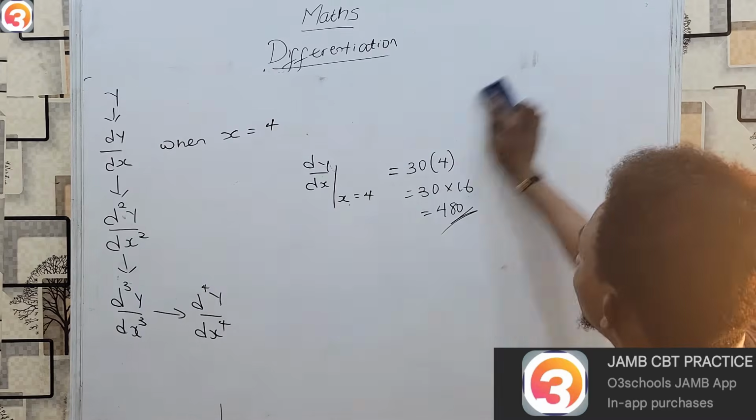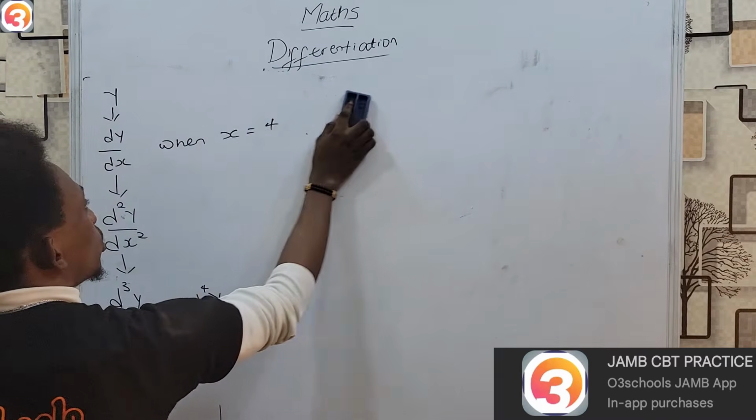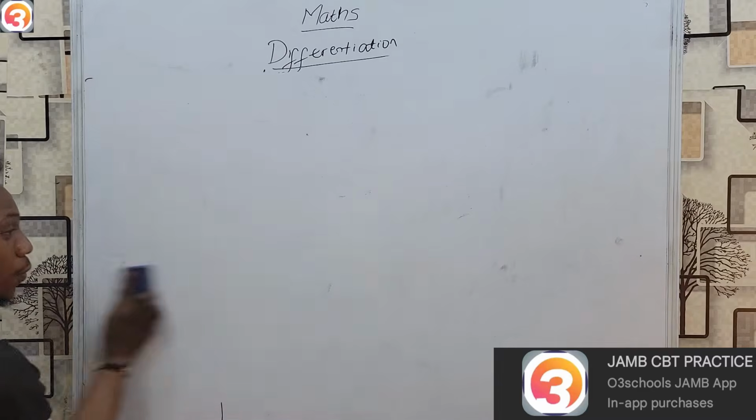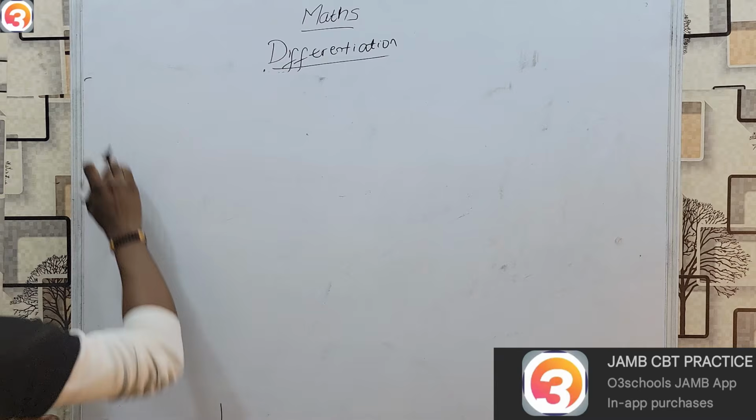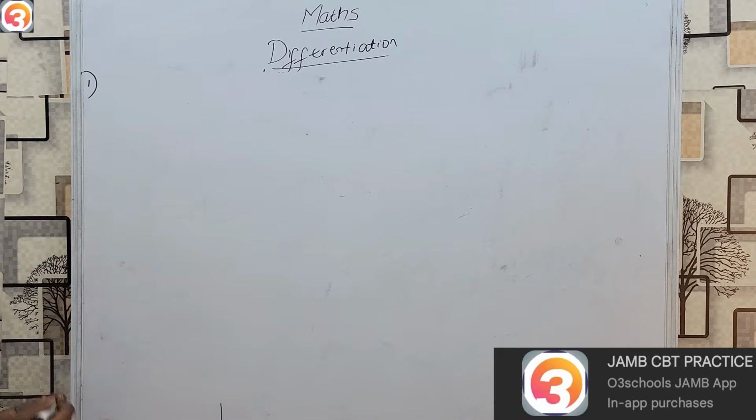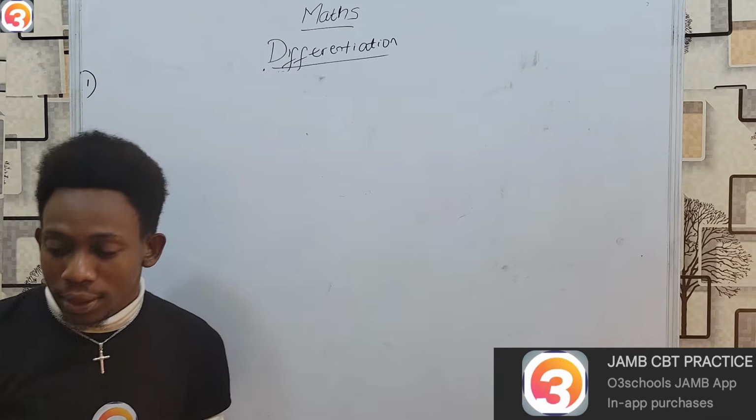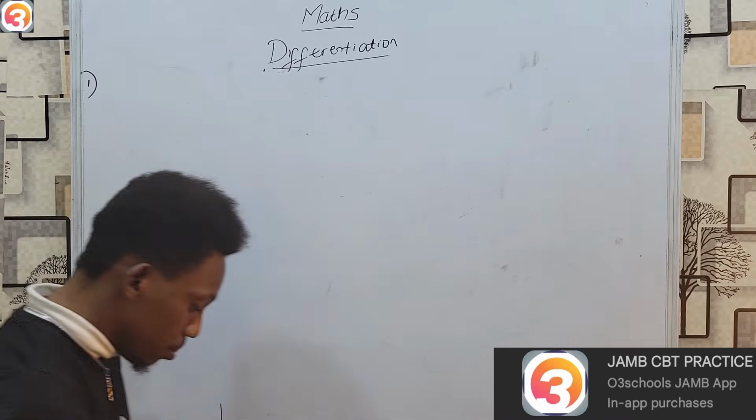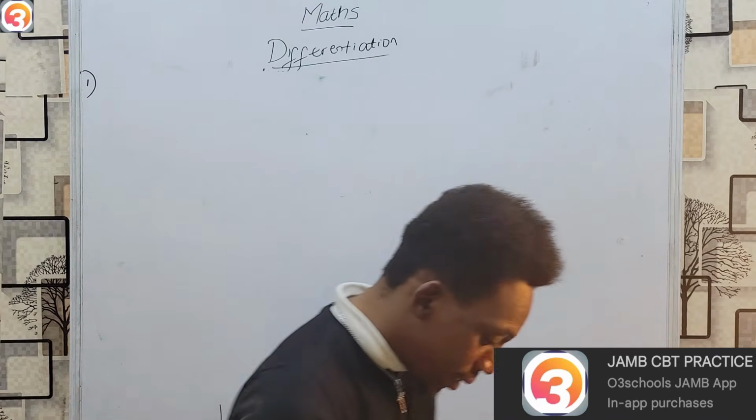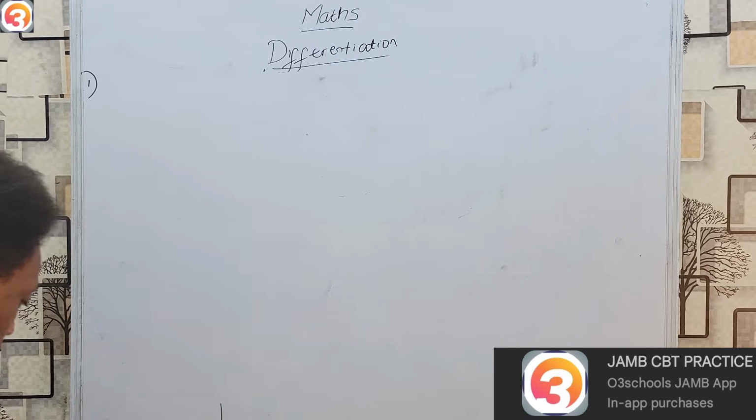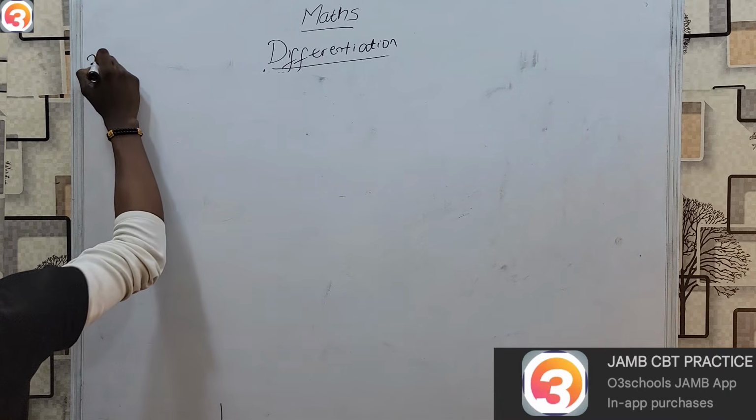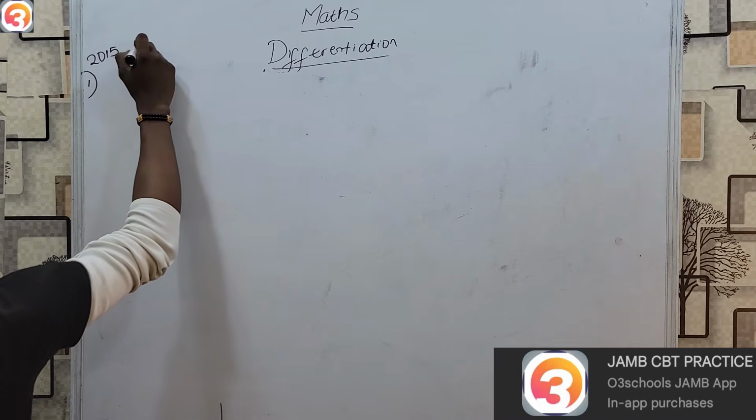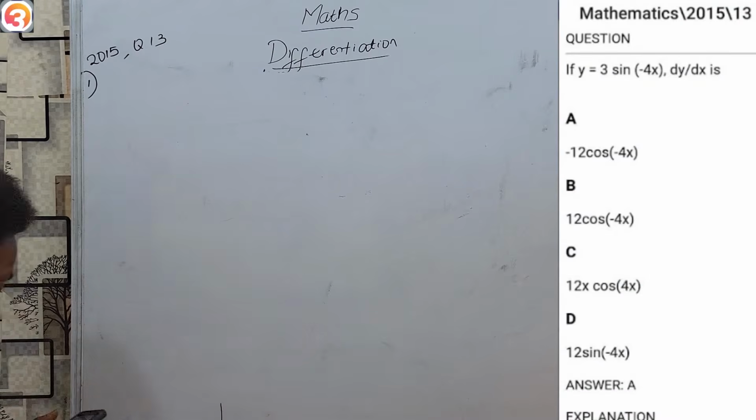And what this simply means is that it's time for us to open our O3 Schools JAMB app and actually solve questions. We've covered a lot of theory, so we're going to solve a reasonable number of examples to actually explain these concepts we've been looking at. So, I'm just opening my O3 Schools JAMB app right here, and let us see what we can start with. Okay. My first question is from the year 2015, and this is question number 13.